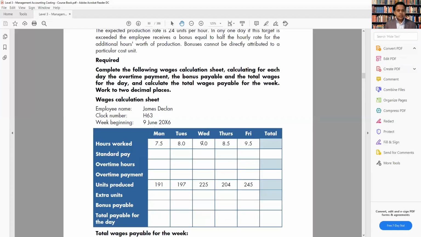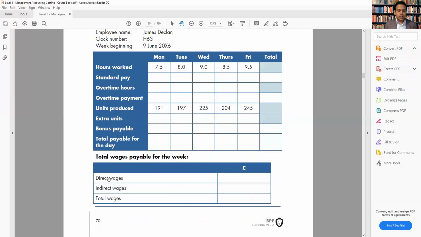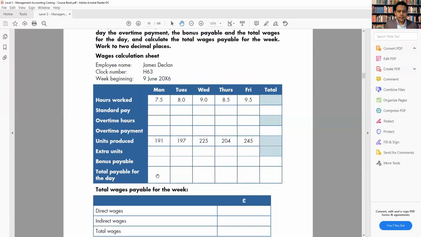Okay, let's have a look. The requirement: complete the following wages calculation sheet, calculating for each day the overtime payment, the bonus payable, and the total wages for the day, then calculate the total wages payable for the week worked, to two decimal places. So you're talking about one employee. The employee name is James D. Clock number H3, that's the employee number. Work began 9 June 2006. All right, so we have to calculate the direct wages, indirect wages, and the total wages. Let's do that.